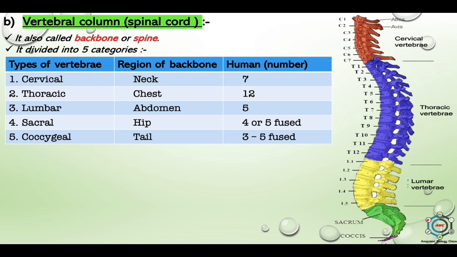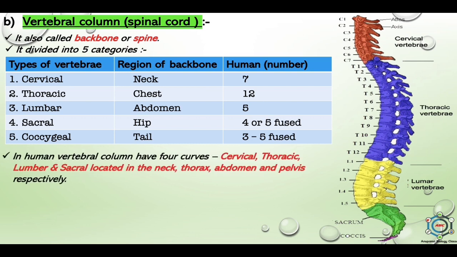The first cervical vertebra is the atlas and the second is the axis. In humans, the vertebral column has 4 curves: cervical, thoracic, lumbar and sacral, which are located in the neck, thorax, abdomen and pelvis respectively.